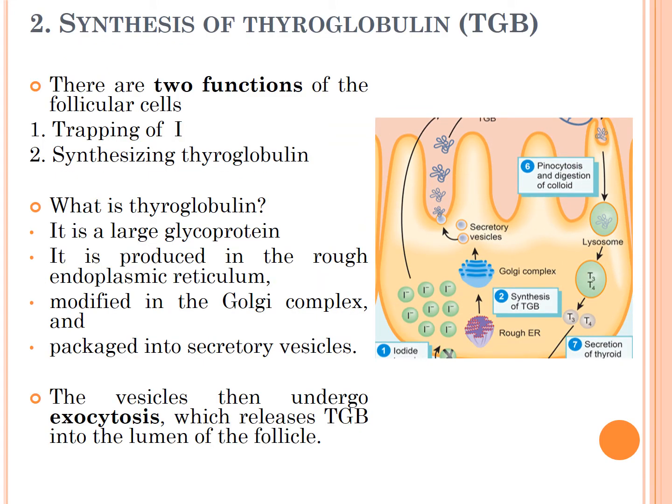Second step is synthesis of thyroglobulin. There are two functions of the follicular cell. One is trapping of iodide, and second one is synthesis of thyroglobulin. What is thyroglobulin? It is a large glycoprotein. It is produced in rough endoplasmic reticulum. Now it is modified in Golgi complex and packaged in secretory vesicles. And then vesicles undergo exocytosis, which releases thyroglobulin into the lumen of the follicle.